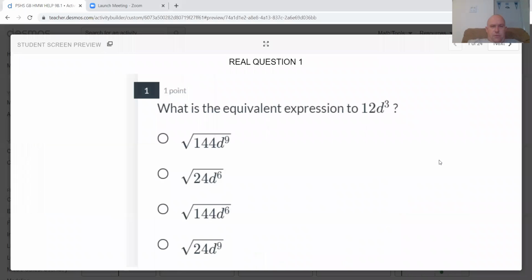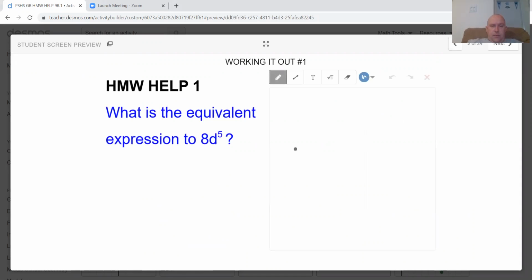Okay, hopefully this video will help a little bit with some of the homework questions. So we've got the real questions that you can see, and then sometimes we've got similar questions. So the first one is, what is the equivalent expression to this? And we're given a list of square roots. So the one that we're going to do that's similar to that is this.